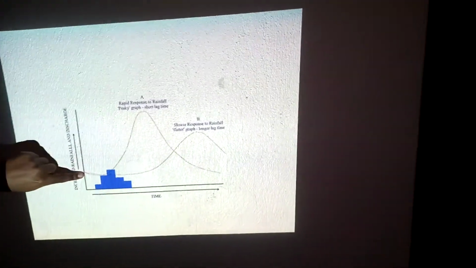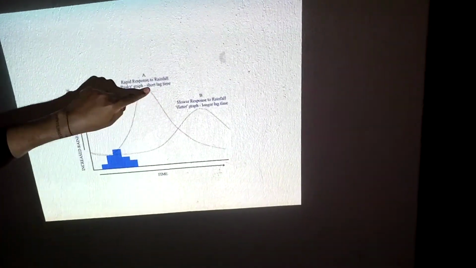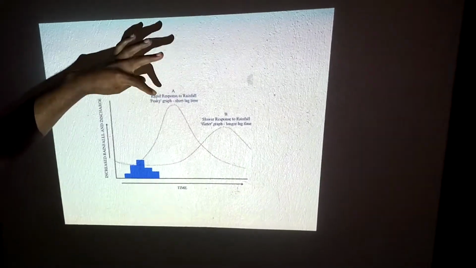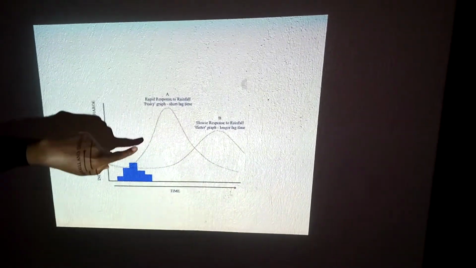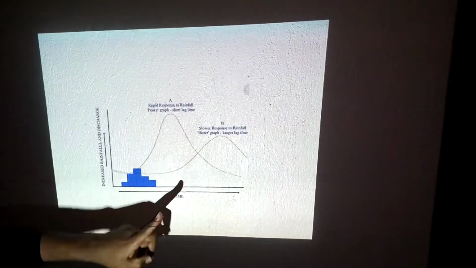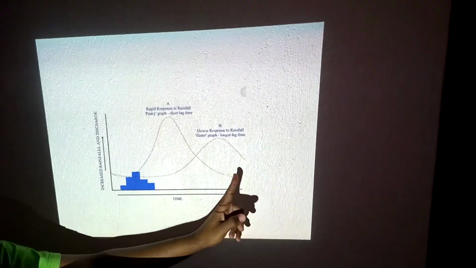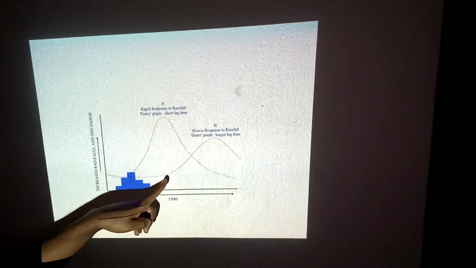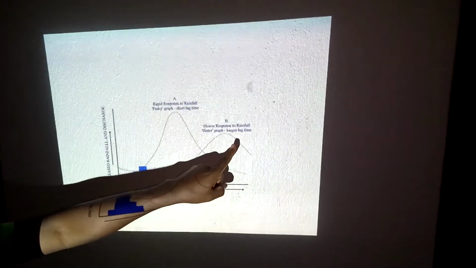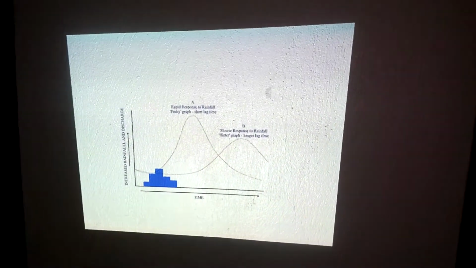So this curve stands for a river that is in a drainage basin with limited vegetation, and this shows a river that is in a drainage basin with thick vegetation cover.